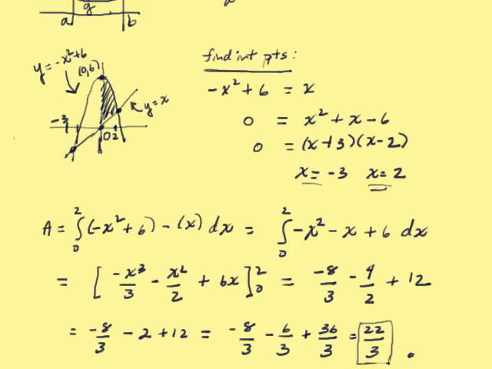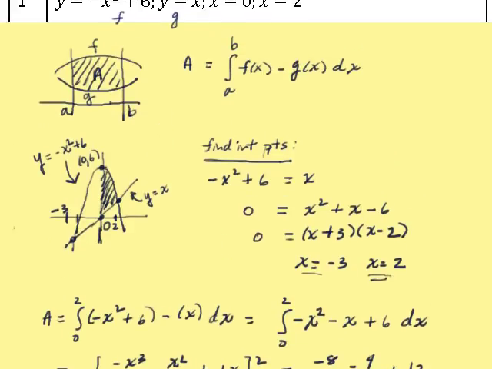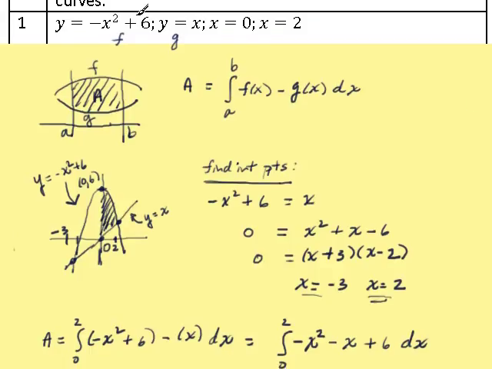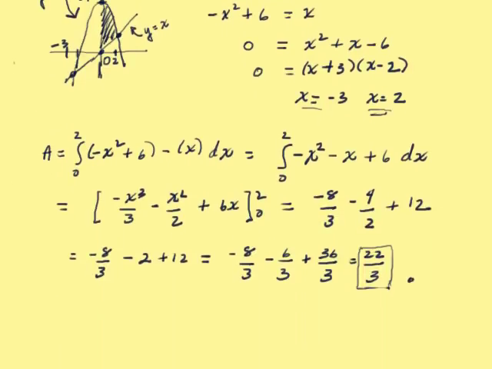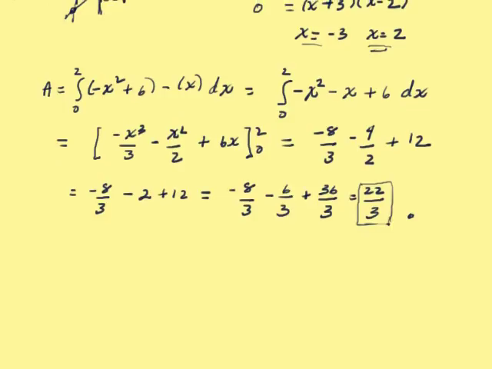And in order to determine which is on top and which is on bottom, we could just substitute in a value. Like substitute in 1, like we said before, between 0 and 2. If we substitute in 1, we get a 5 here, we get a 1 here, so this one's on top. Okay, so we could actually do this without any knowledge of the graph.